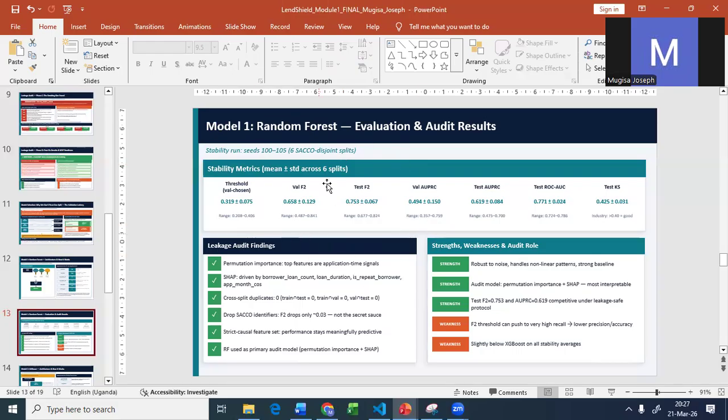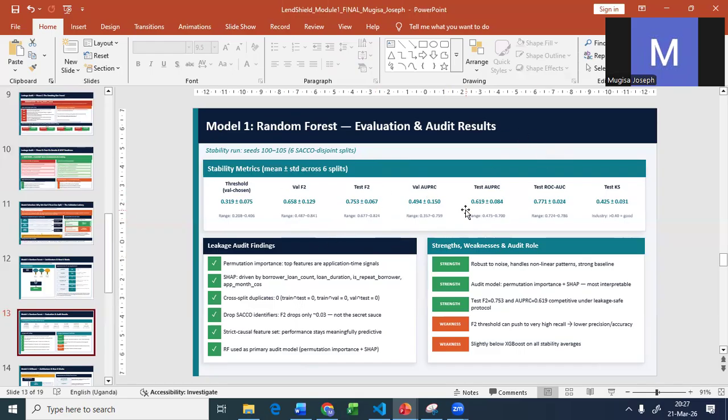So this is the F2 score for validation, and this is the F2 score for testing. For every single split, we train, we validate, we test, and then we get the average of all of them, then we get the standard deviation, and that's how we are going to base our testing. So the F2 score, I talked about it.